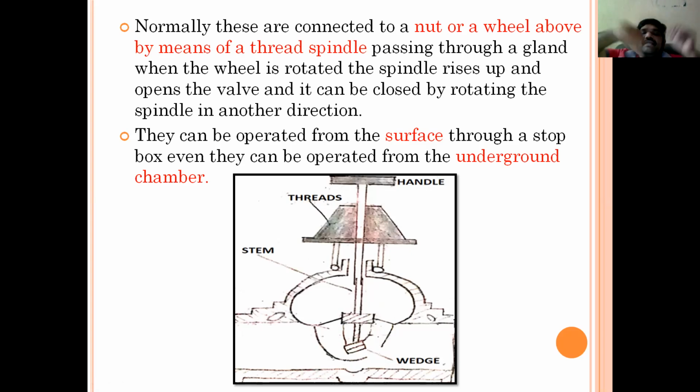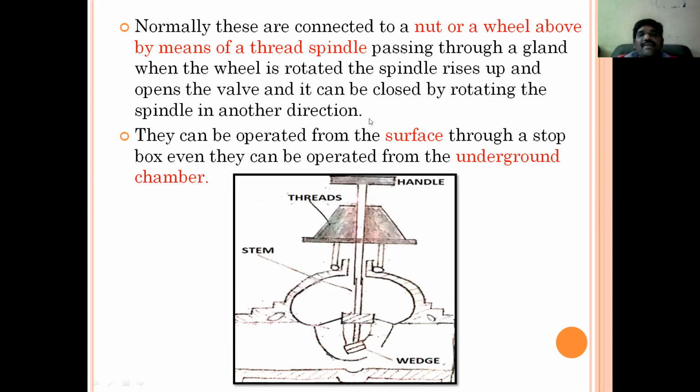When the wheel is rotated, the spindle rises. The wheel is rotated and the flow will be regulated. See here, they can be operated. See here, this is the pipeline. It is acting: when the handle is moving downwards, the flow will be diverted. If the handle is in the opposite direction, the flow will elevate.